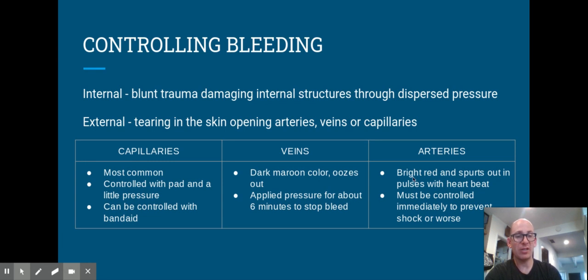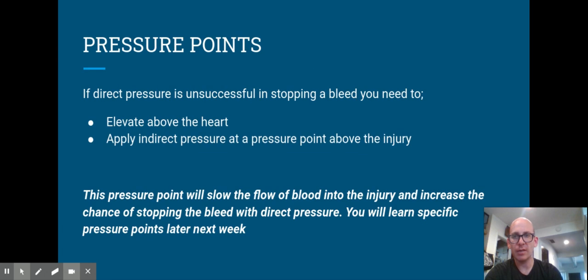Depending on where it is, if it's the artery in the arm, it's going to come out fast. But if it's the artery in the leg, if it's your femoral artery, if that one gets torn, that one is going to be lights out for a lot of people pretty quickly. So it must be controlled immediately to prevent shock or worse. The worst is death.